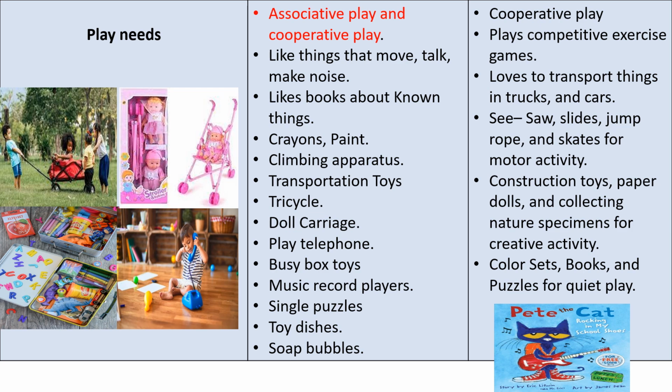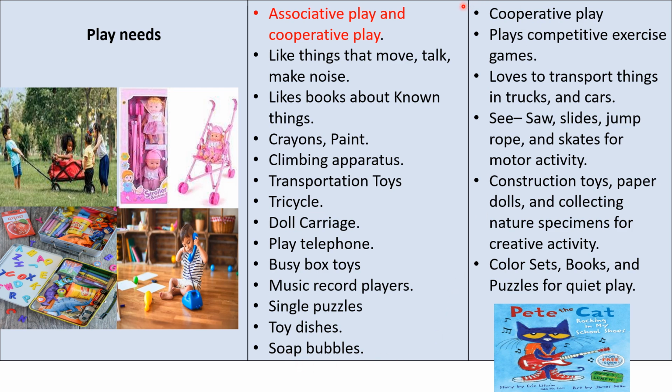Regarding the play materials and play needs. In the toddler you have seen it was parallel play. Now as the child grows you can see associative and cooperative play. They like things that move, talk and make noise. They like books about known things, especially about animals. Crayons and paints, they are interested in that. Climbing apparatus, transportation toys, tricycle, doll carriage, play telephone, busy box toys, music recording players, single puzzles, toy dishes, soap bubbles, all these things they like.